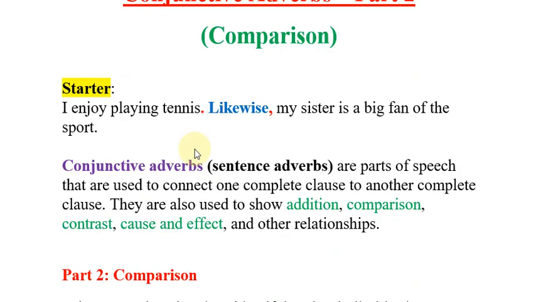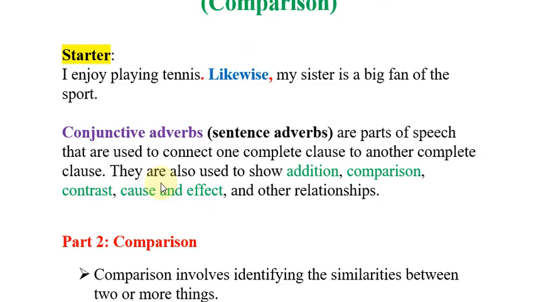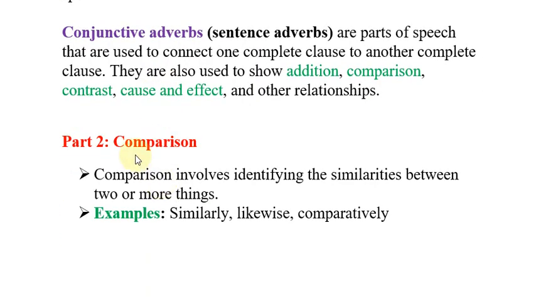Conjunctive adverbs, you know that they are also called sentence adverbs. They are parts of speech that are used to connect one complete sentence to another complete sentence. So we are dealing with something which connects two sentences, one after the other. They are used to show addition, which we worked on in part one, comparison, we have it in part two. We will have another video for contrast and also for cause and effect. Now let's work on comparison here.